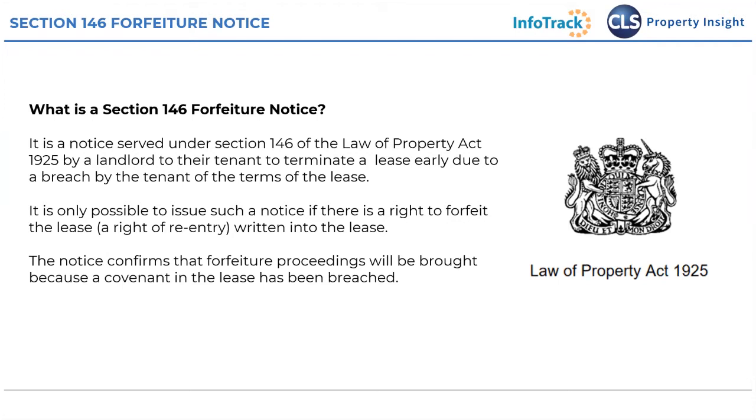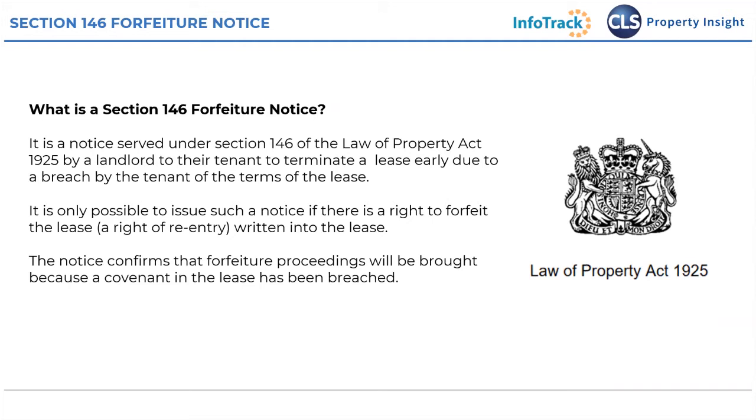So a Section 146 notice is a notice served under Section 146 of the Law of Property Act 1925 by a landlord to their tenant to terminate a lease early due to a breach by the tenant of the terms of the lease. It is only possible to issue such a notice if there is a right to forfeit the lease, a right of re-entry, written into the lease. The notice confirms that forfeiture proceedings will be brought because a covenant in the lease has been breached.